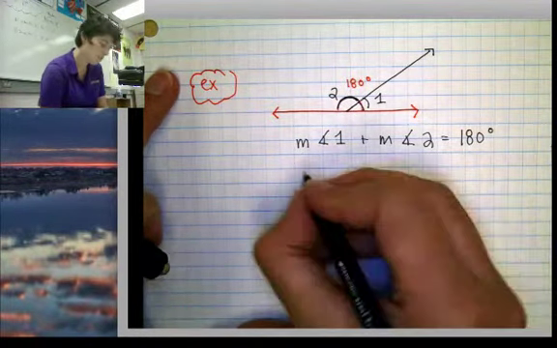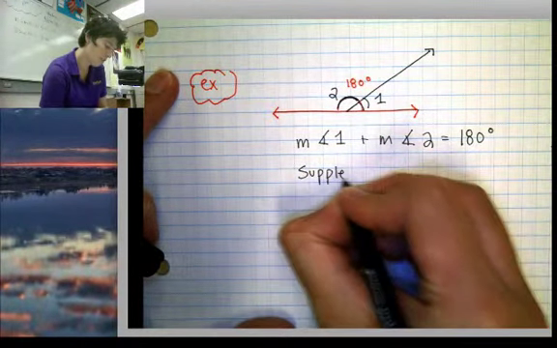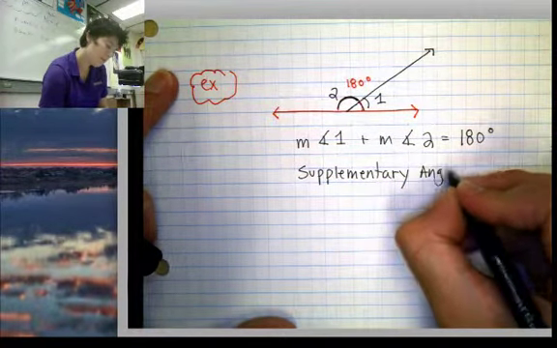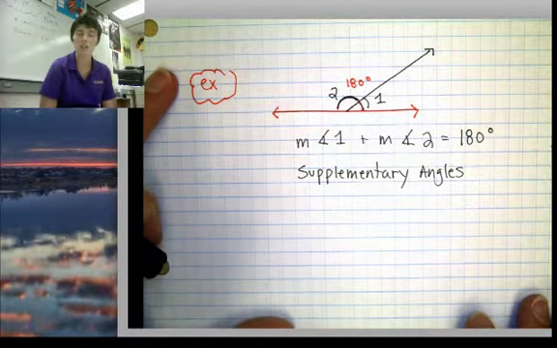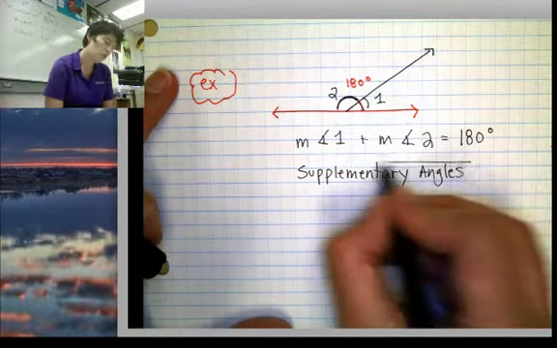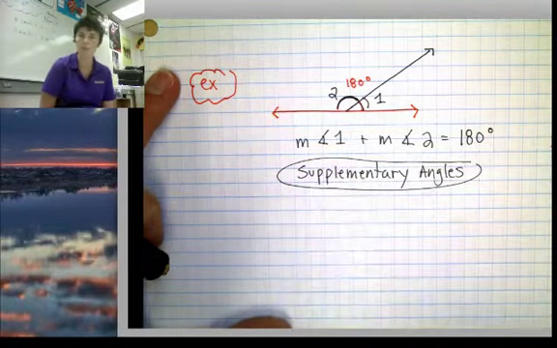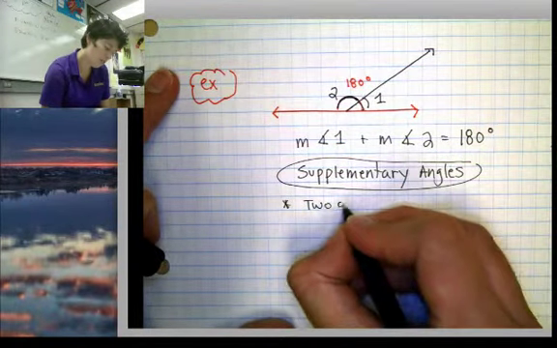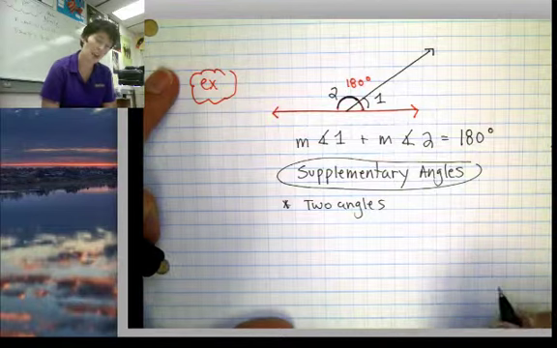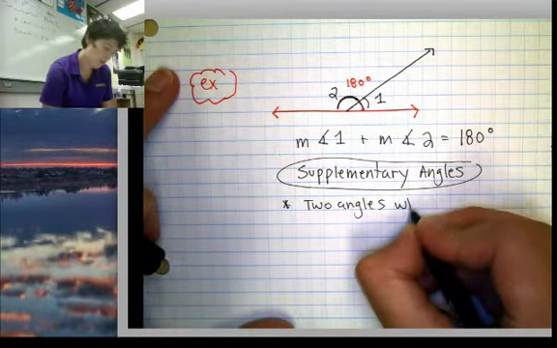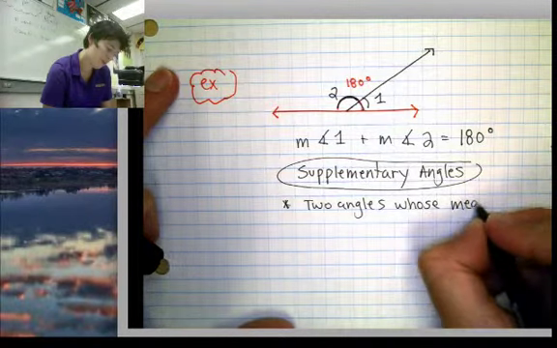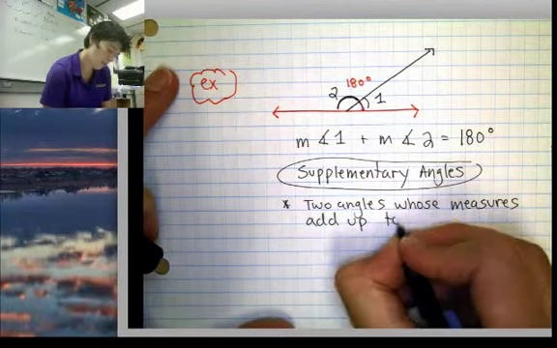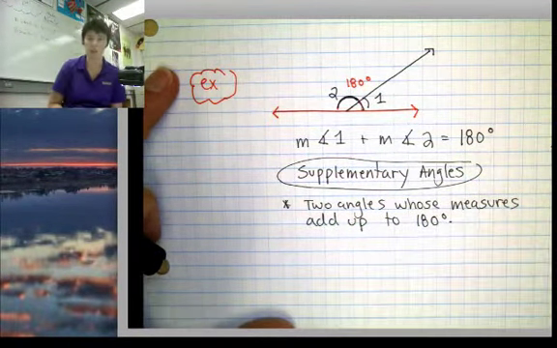The name for this is supplementary. Supplementary angles. Sorry, I said that weird. This is another one that in geometry, if somebody asks, what's a supplementary angle? You should just know, okay, it's when I get these 2 angles that add up to 180. So I'm going to write my definition down here: 2 angles whose measures add up to 180 degrees. I would write that down somewhere because that's one you're going to want to remember.